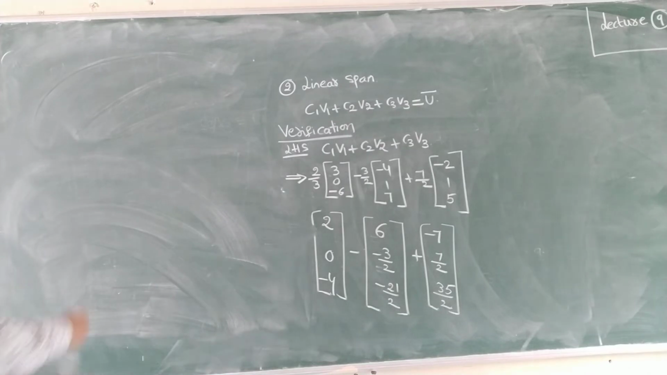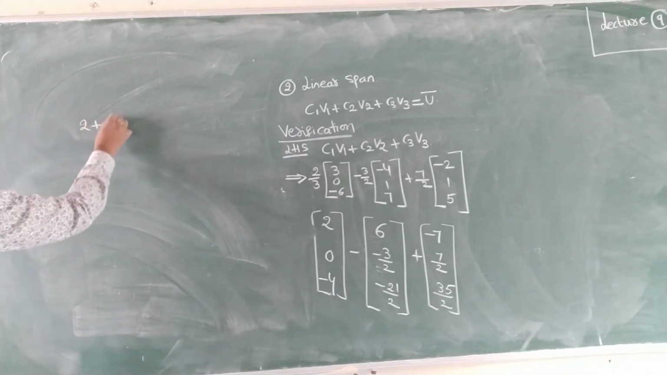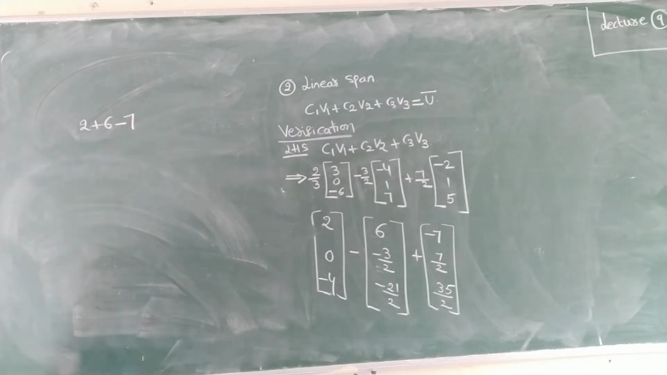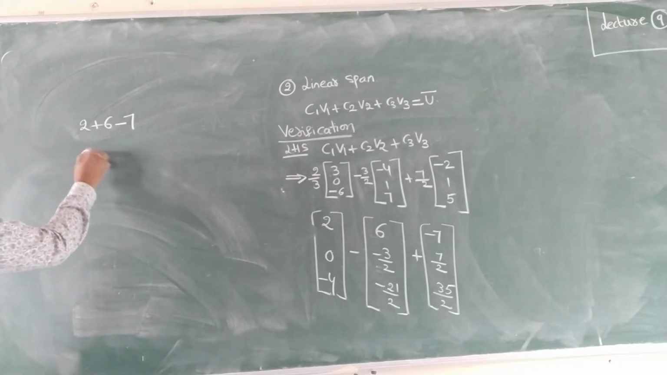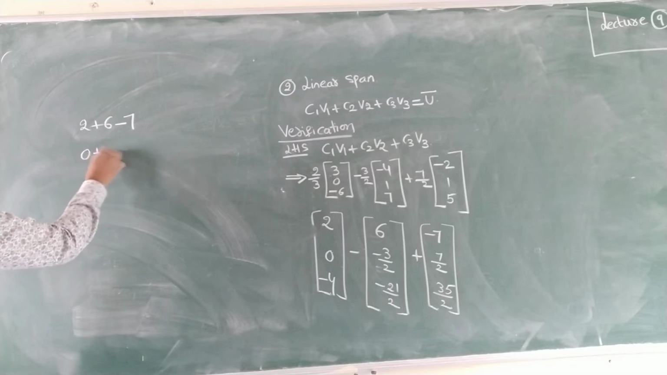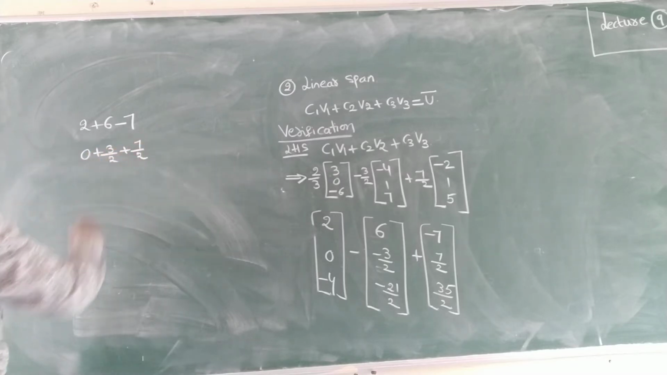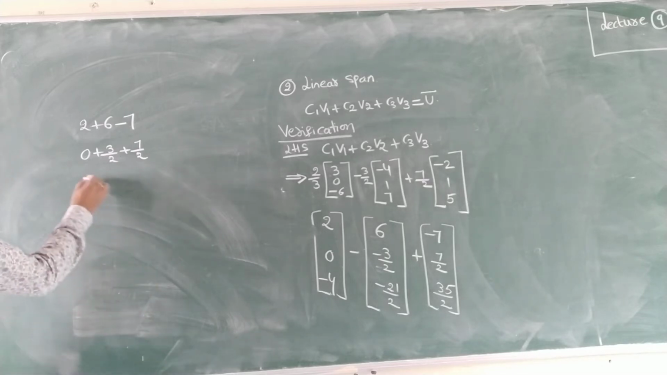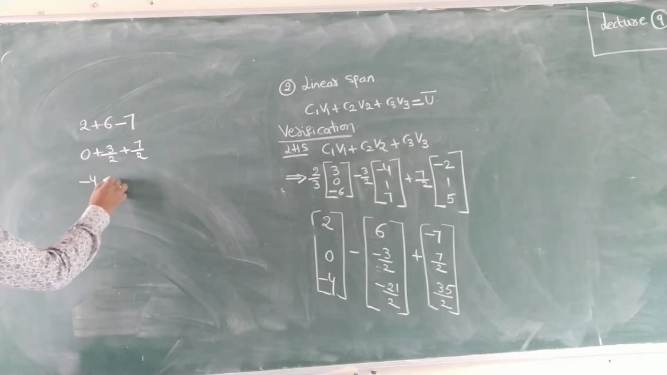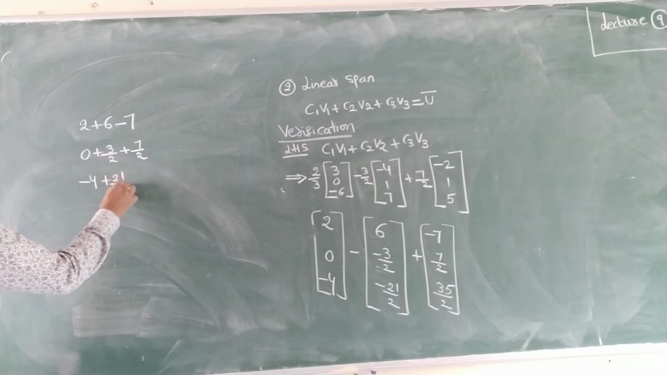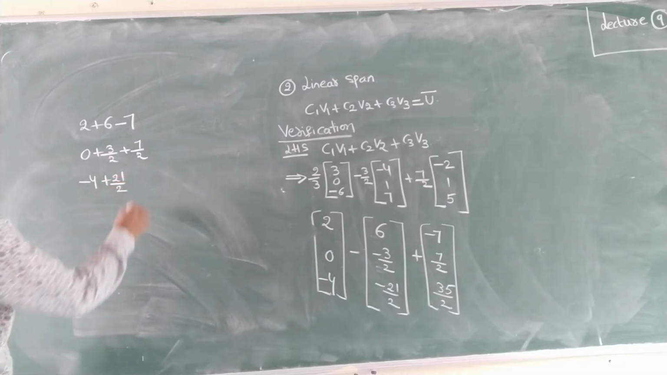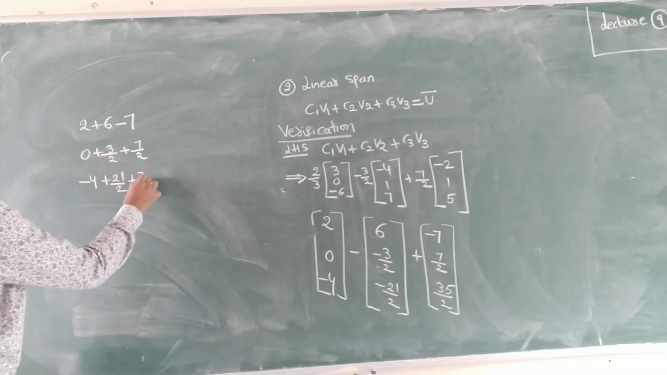Add 2 plus 6 minus 7, first row. Second row: 0 minus 3 by 2 plus 7 by 2. Third row: minus 4 plus 21 by 2 plus 35 by 2.